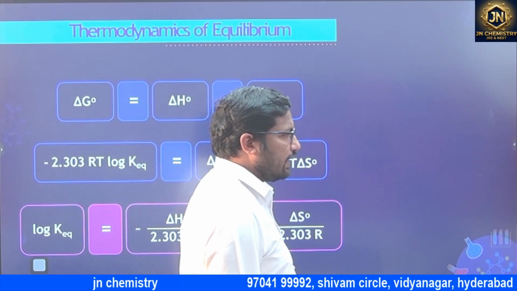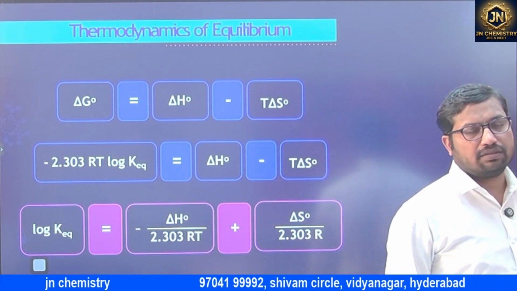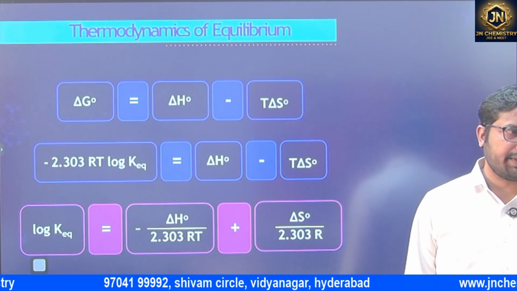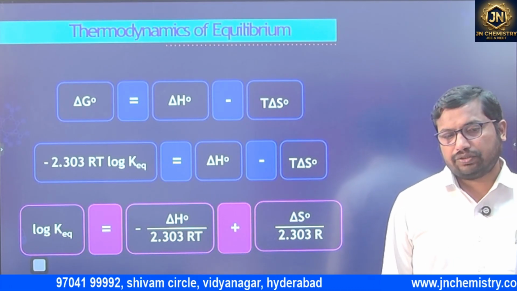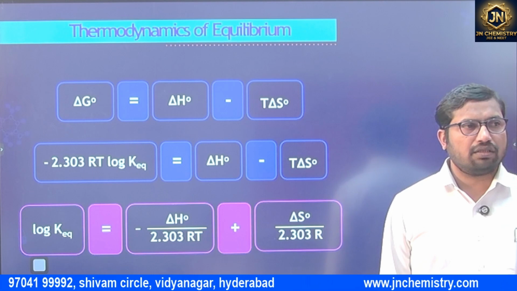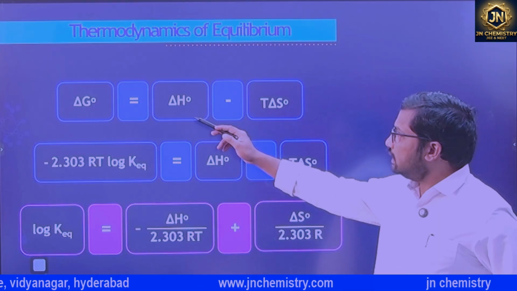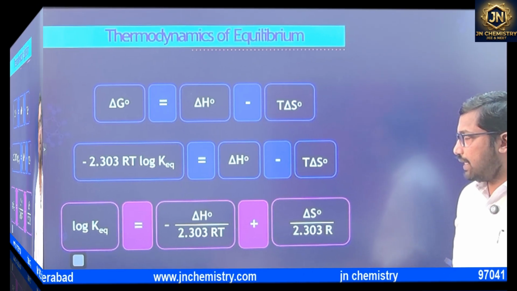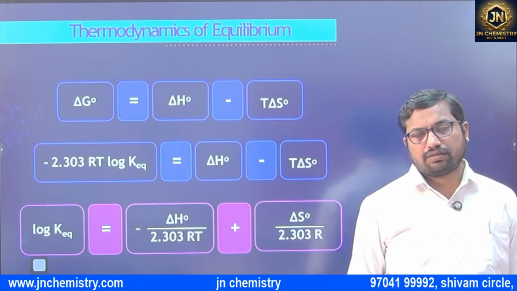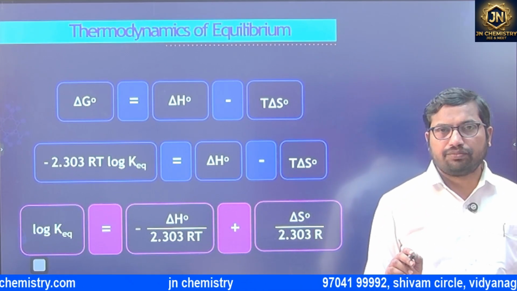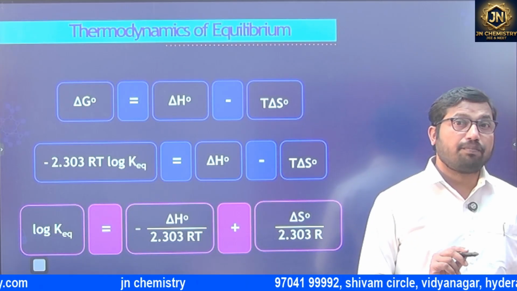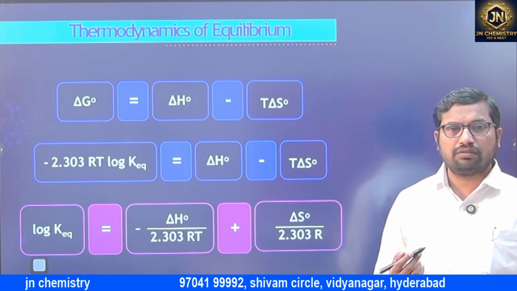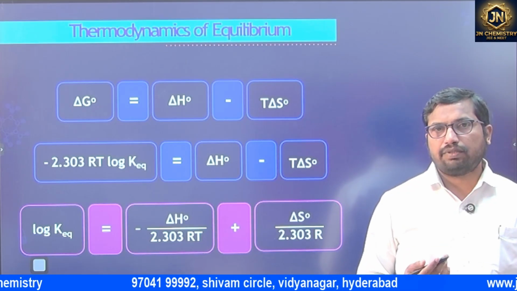So just write this down. If delta G is negative, reactions are spontaneous. If delta G is positive, reactions are non-spontaneous. Delta H is the change in enthalpy, delta S is the entropy change. For a reaction to be always spontaneous, delta H should be negative and delta S should be positive. In that case the reaction is always spontaneous, which means delta G is negative.